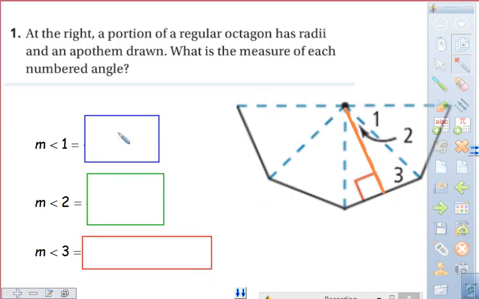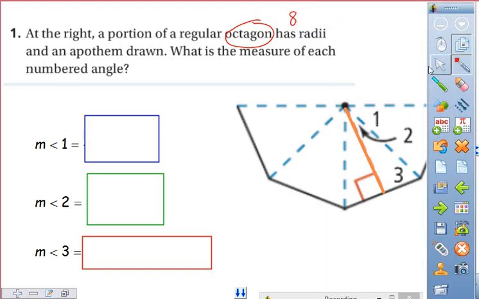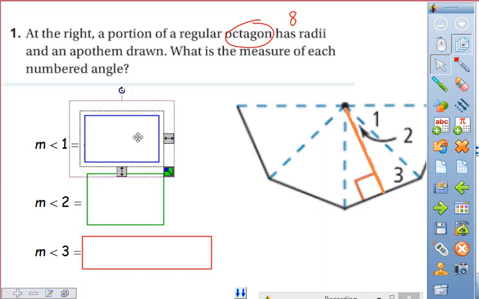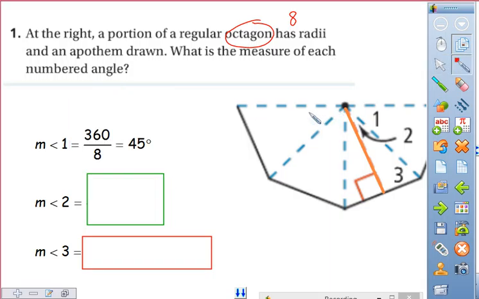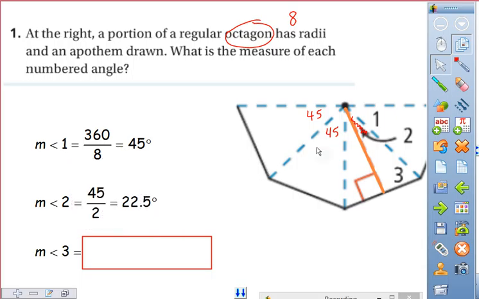So we have to first find our central angle, and that's what the measure of angle 1 is. They told us this is an octagon. So an octagon has 8 sides, which means it's going to have 8 central angles. So we're going to do 360 divided by 8, which gives us 45. So that means this angle is 45, this angle is 45, these two angles would be 45, and so on. Then to find the measure of angle 2, we would take that 45-degree central angle and divide it in half. So that angle is now 22.5 degrees.